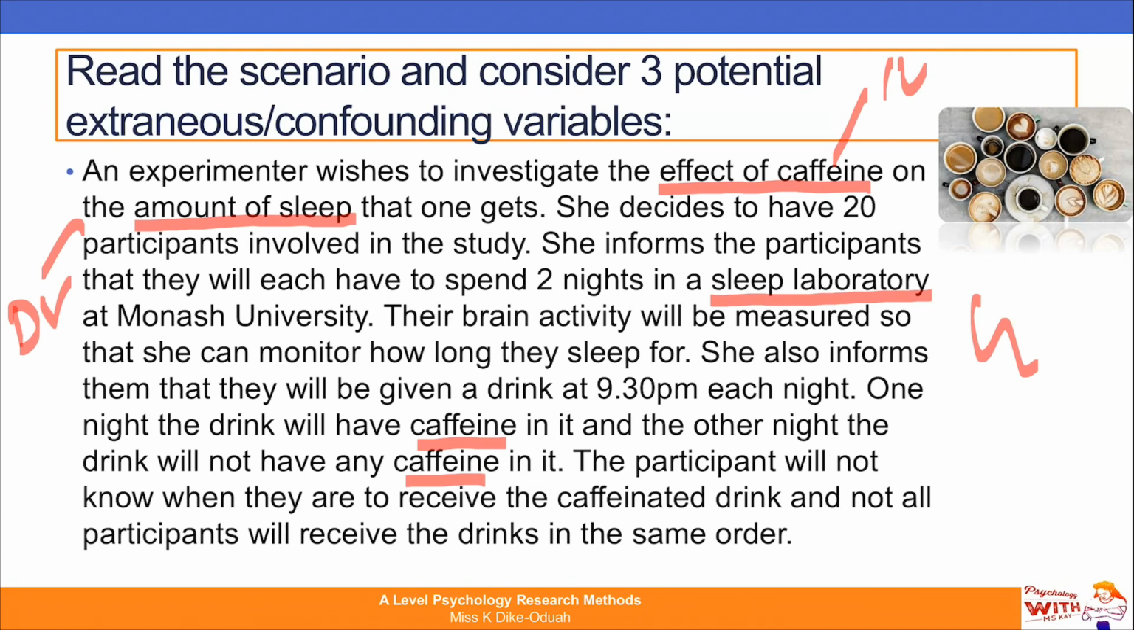And then also you have to think about the person's diet. You have to think about perhaps their level of activity and how that might influence the amount of sleep that they get. So you can see that there are a range of confounding variables. These are participant variables that may impact the study. And I hope this particular scenario makes it clearer in terms of the difference between extraneous variables and confounding variables.